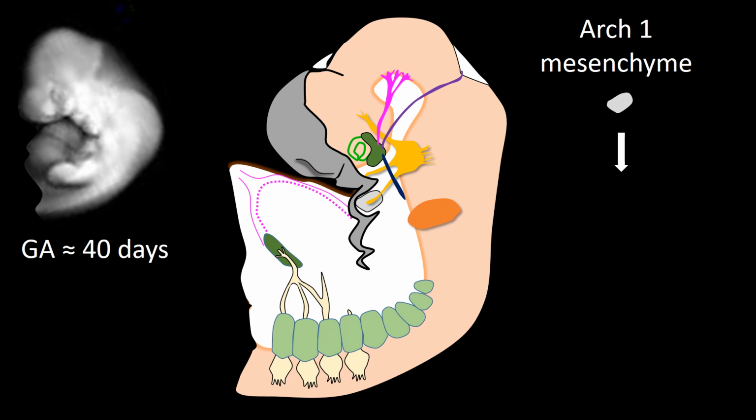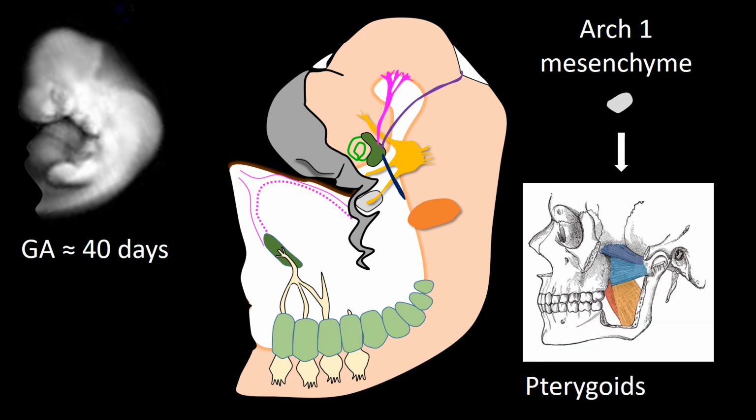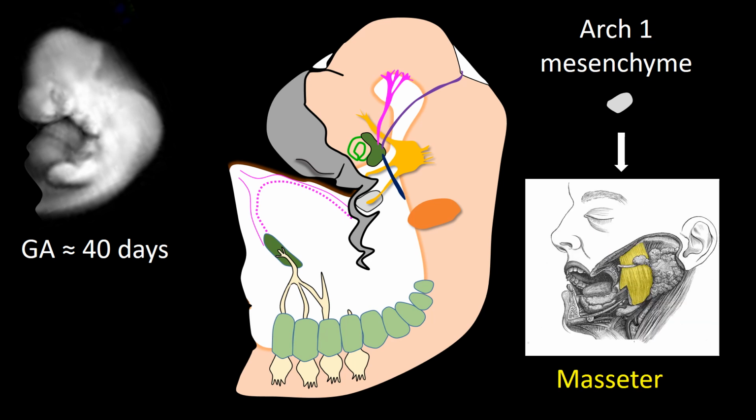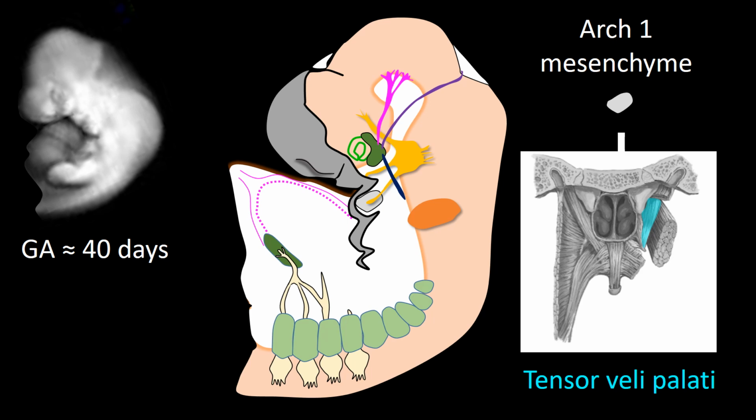The muscles originating from the first branchial arch mesenchyme, those innervated by the mandibular branch of the trigeminal nerve, are the muscles of mastication. These muscles are the temporalis, pterygoids, masseters, and the tensor veli palatini, that you can see here in aqua and here in a different illustration. This muscle is only seen from this angle if the levator veli palatini is removed.